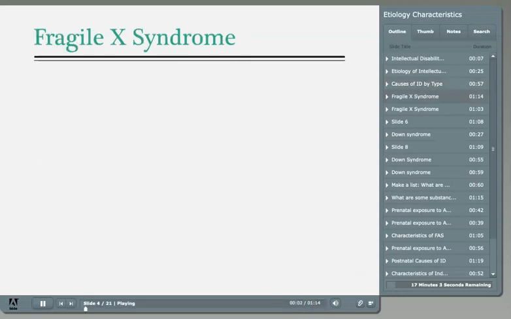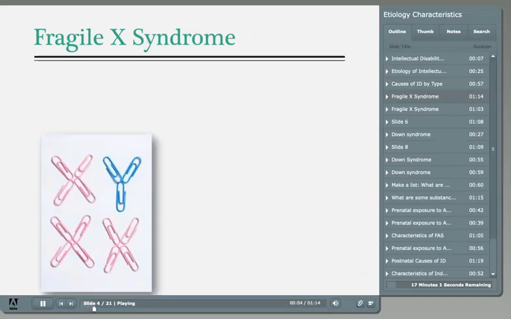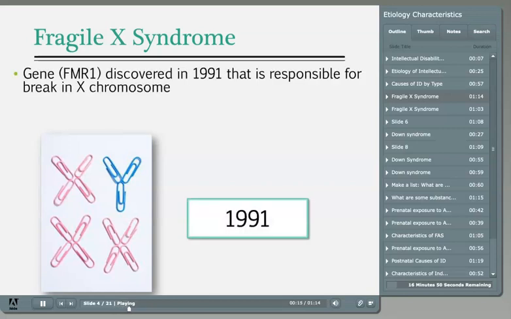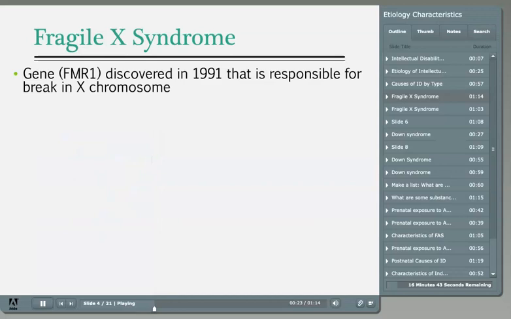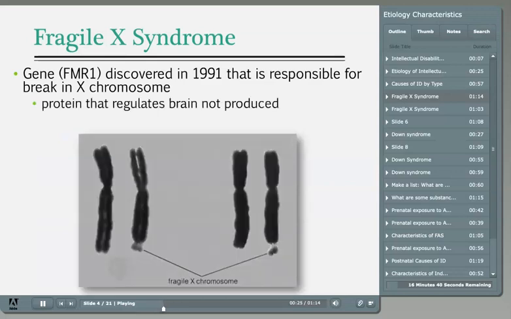The first biomedical factor we will discuss is Fragile X syndrome, which is a chromosomal disorder. To review, women have 2 X chromosomes and men have 1 X and 1 Y. A gene was discovered in 1991 that is responsible for a break in the X chromosome, which results in Fragile X syndrome. As you can see by this picture, there is an atypically shaped chromosome that is characteristic in individuals with Fragile X. When an X chromosome is broken, because of the influence on the gene causing that break, a certain protein that regulates the brain is not produced.